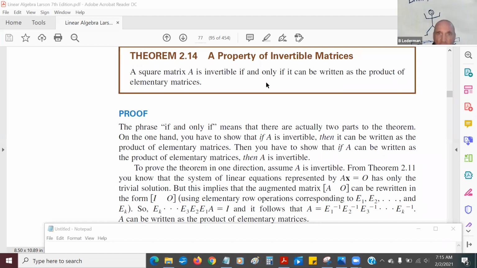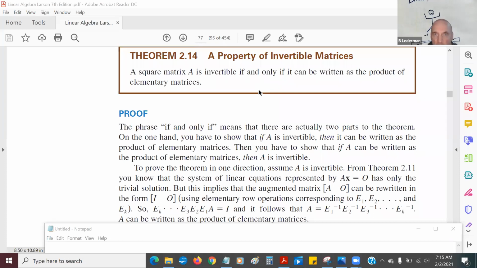I think this is the first time we've seen this phrase in this class, although I don't remember. But it means that if A is invertible, then it can be written as a product of elementary matrices. And if A can be written as a product of elementary matrices, then it is invertible. So it's like two theorems in the price of one, so to speak.